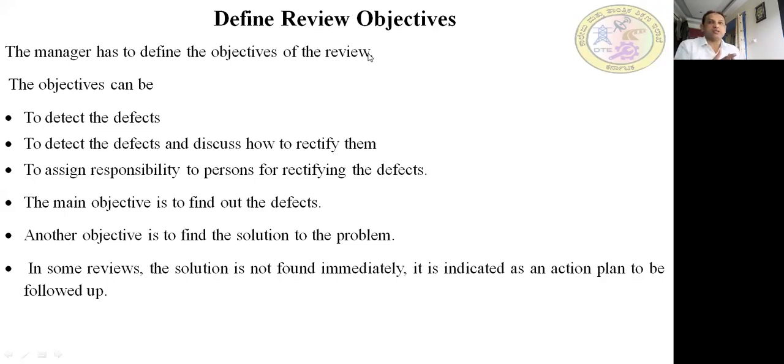The solution may be a complex one. So what can we do? If it is a simple problem and you are able to find the solution, it is best. But if you are not able to find the solution, you can keep it as an action plan, to be done later. First, remove the defects and try to find the solution. So these are the objectives of the defined review objectives.